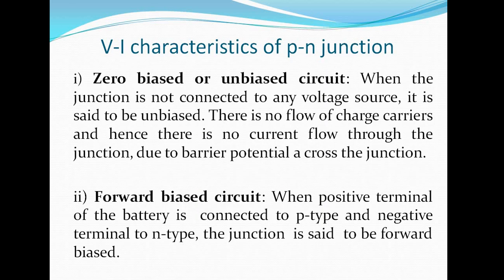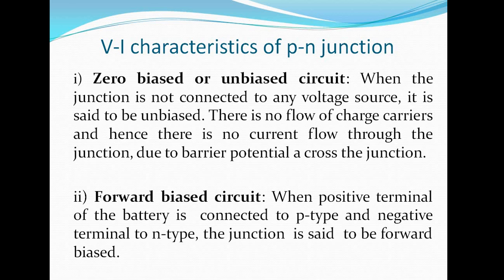Next, coming to the VI characteristics of the PN junction. Zero biased or unbiased circuit. When the junction is not connected to any voltage source, it is said to be unbiased. There is no flow of charge carriers, and hence no current flows through the junction due to the barrier potential across the junction. Here we are not giving any connections to a battery. There is no external voltage source, so there is no current passing through the junction. That means zero current, and that is what we call zero biased or unbiased.